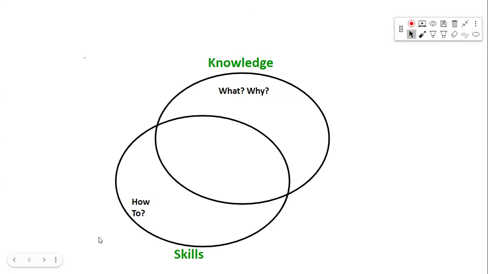So can anybody tell me what is the difference between knowledge and skill? Are they both the same? First of all, tell me that. Is knowledge and skill the same? Say yes or say no. No. No. Okay, so I could see students saying no. Definitely it is. Skill is a specialization in knowledge.